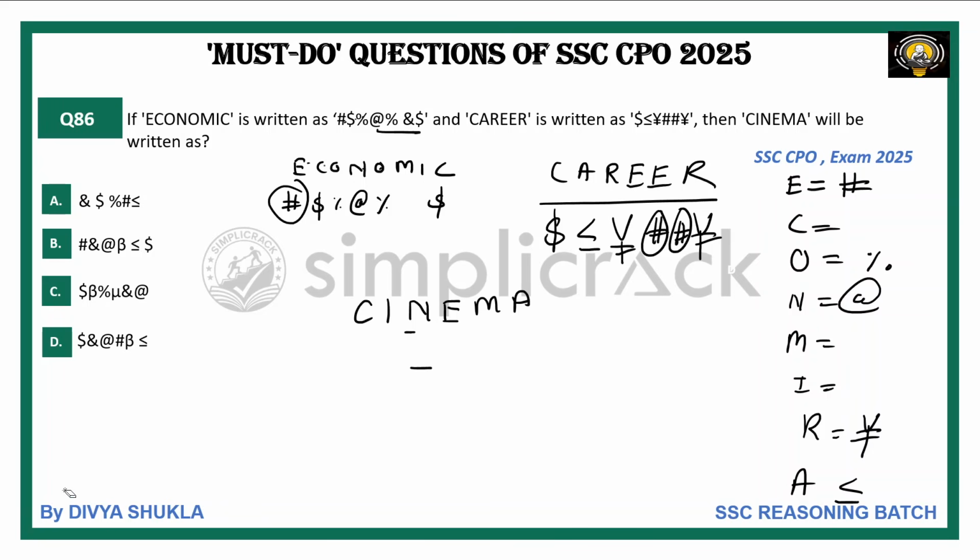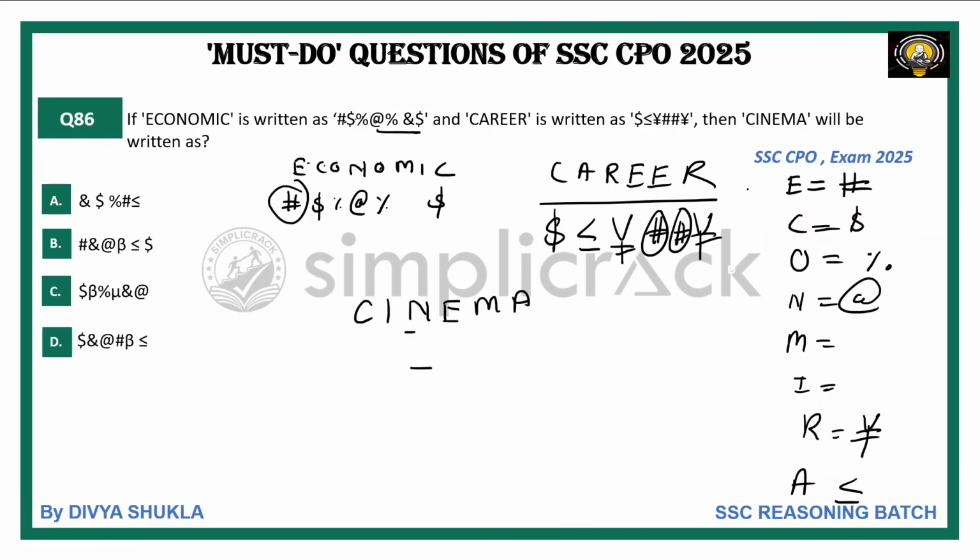Now this is clear that C is dollar. C dollar is clear. Just a second, what is happening? So C dollar is confirmed. The main slip up was between M and I.